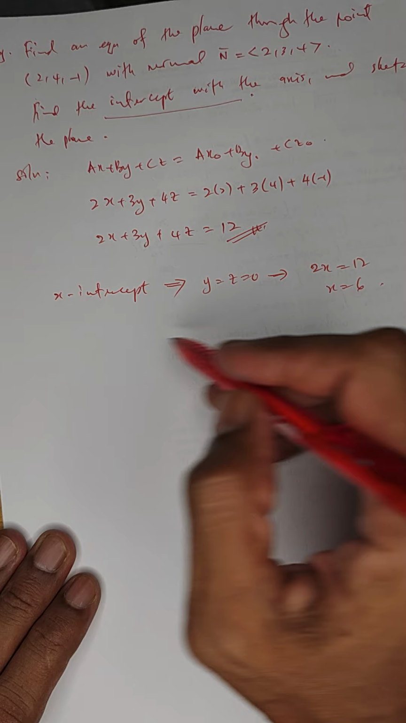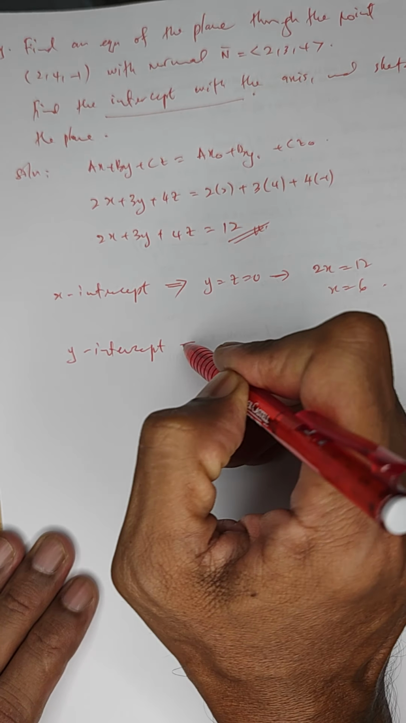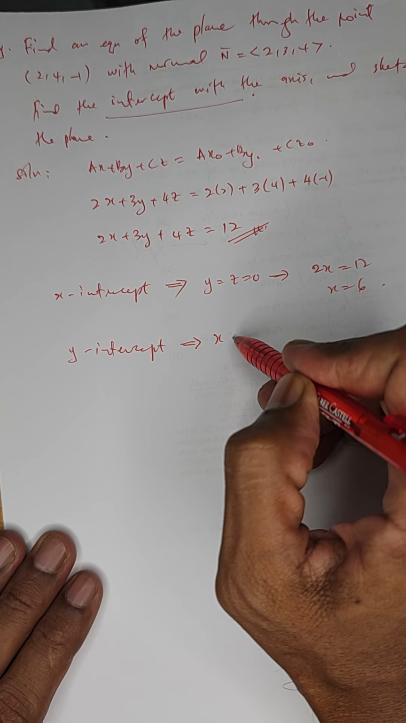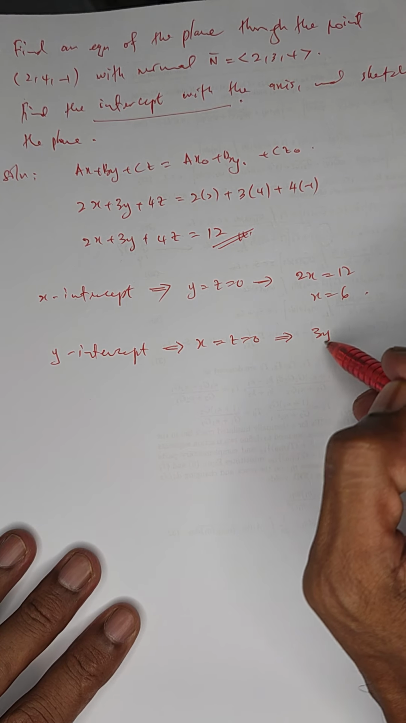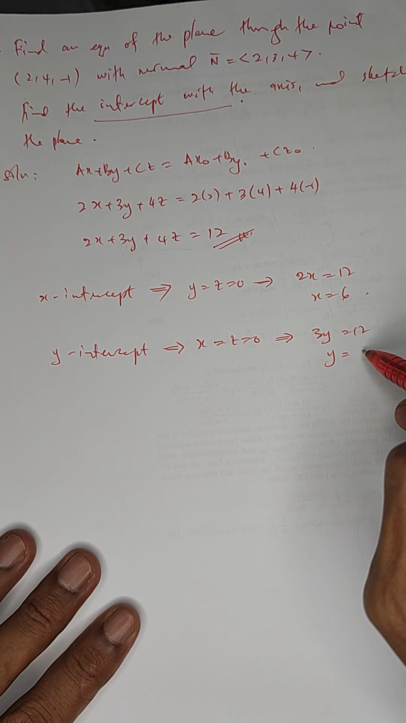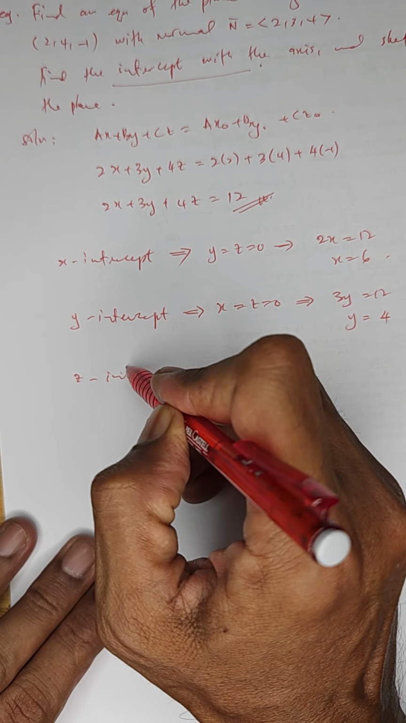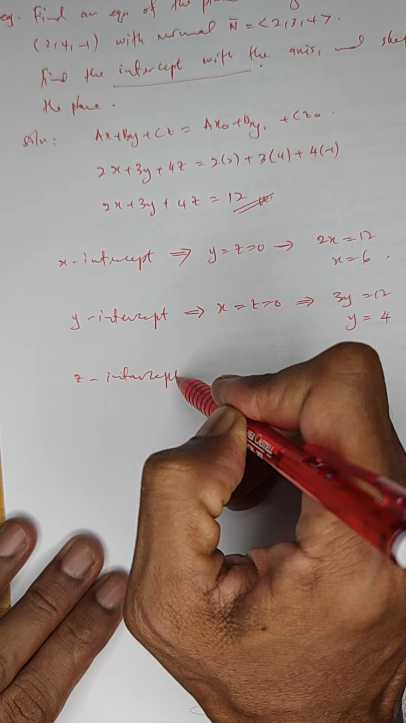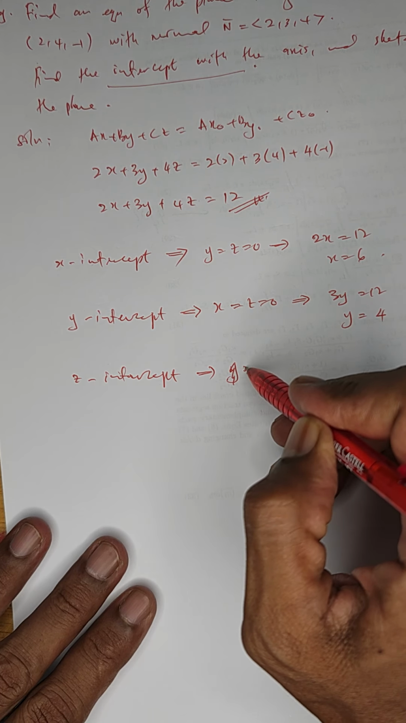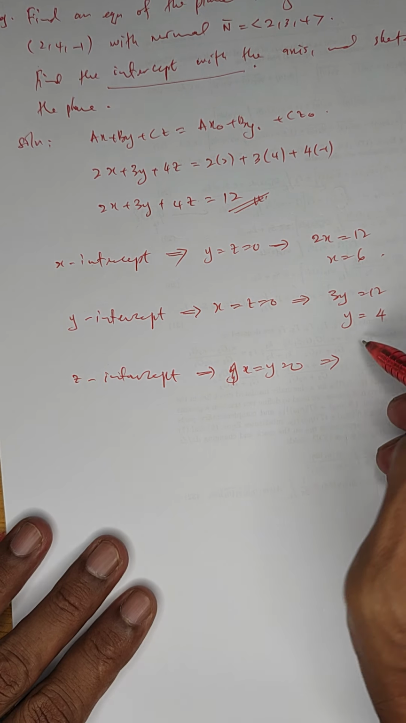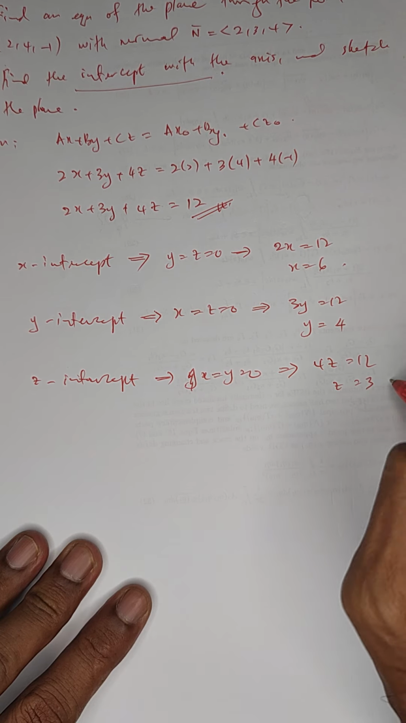Then you can find the y-intercept, where x and z are 0. So we have 3y equal to 12, so y equals 4. And for the z-intercept, x and y are 0. So that gives you 4z equal to 12, z equals 3.